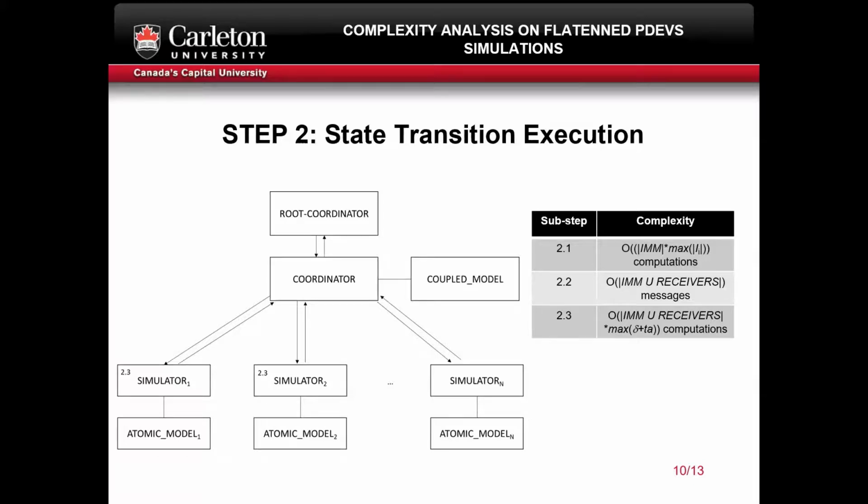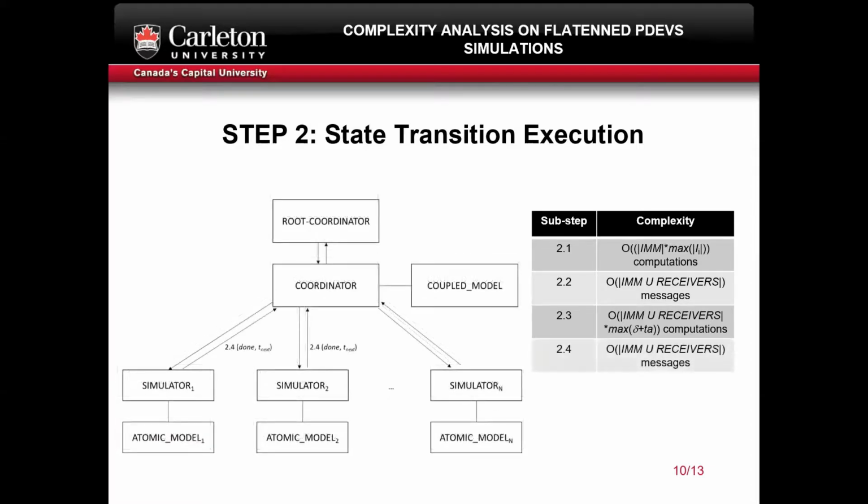Then in substep 2.3, those imminents and receivers must compute their state transition function and the time advance. Again, those two functions are user defined. So this step is a combination of some of the dynamics occurring in the simulation, which components are imminents and which are receivers, combined with some user-specified functions, like the state transition and the time advance on each one of the simulators.